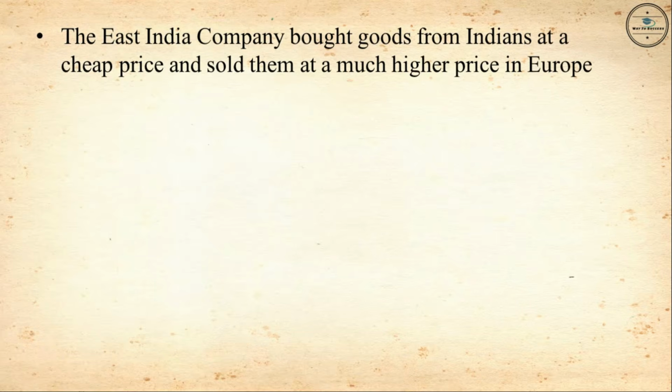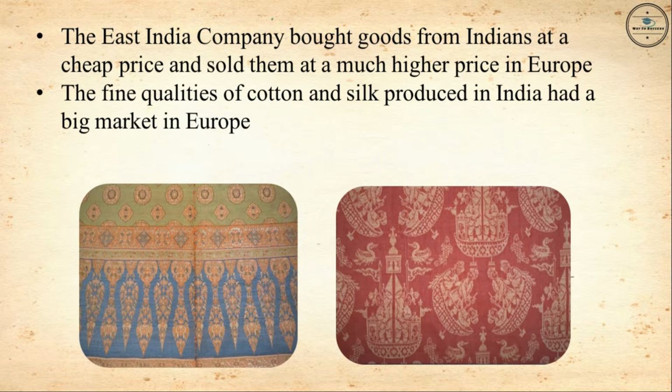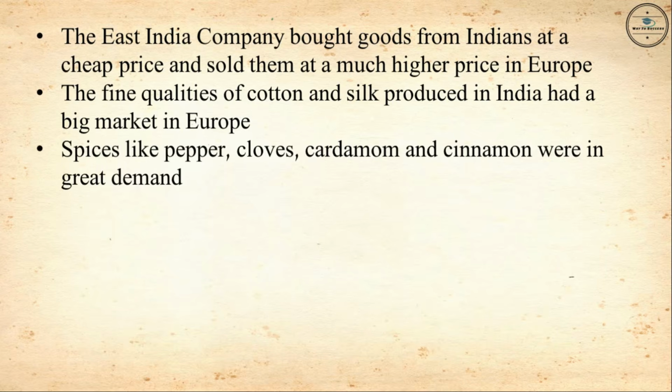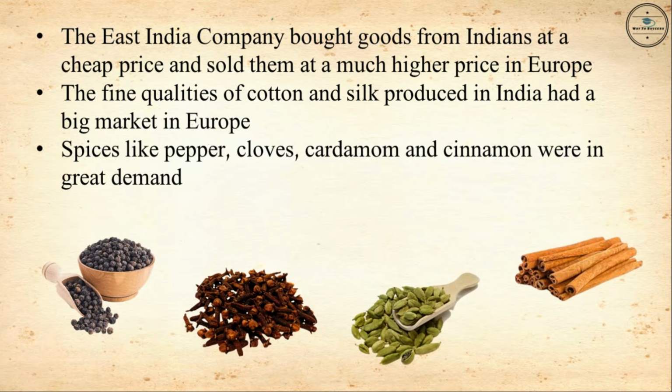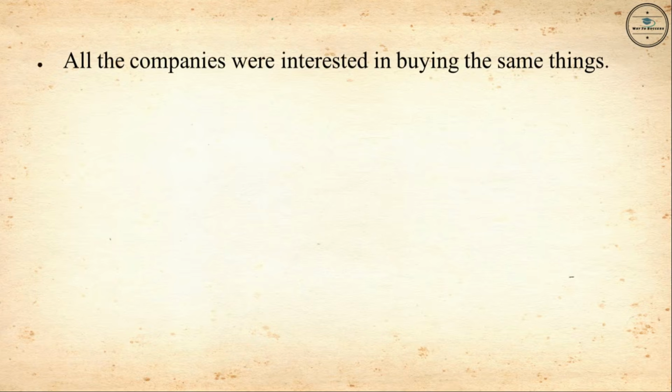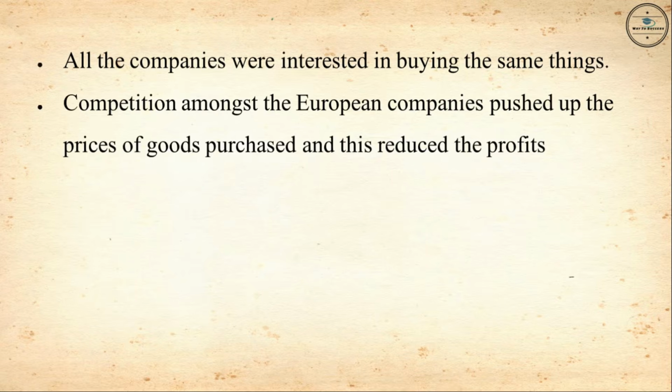The East India Company bought goods from Indians at a cheap price and sold them at a much higher price in Europe. The fine qualities of cotton and silk produced in India had a big market in Europe. Spices like pepper, clove, cardamom, and cinnamon were in great demand. The problem was that all the companies were interested in buying the same things. Competition among the European companies pushed up the prices of goods purchased, and this reduced the profits of the company.